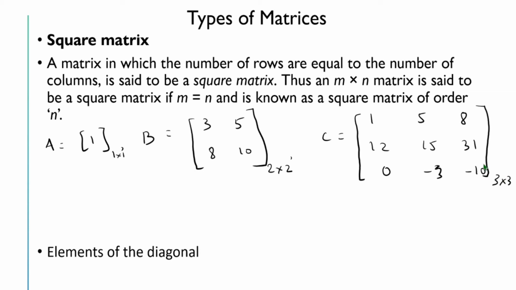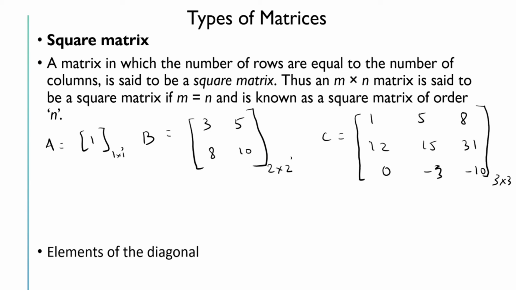So when the number of rows is equal to the number of columns. Here there are 2 rows and 2 columns, so B is a square matrix of order 2. Here if we take A, it has got only 1 row and 1 column. It is also a square matrix. Let us take C. C has got 3 rows and 3 columns. So C is also a square matrix of order 3.